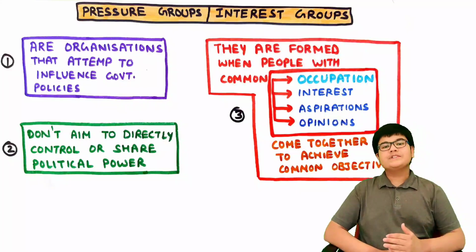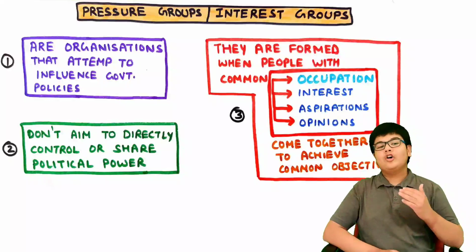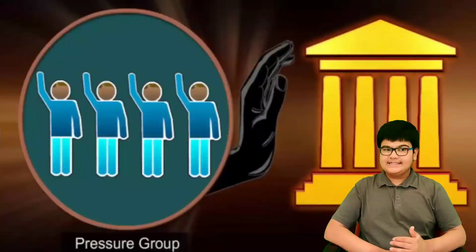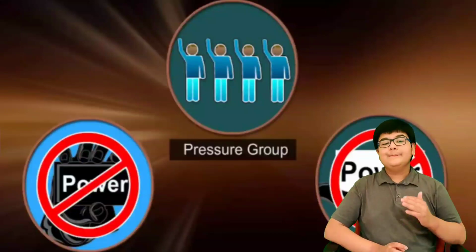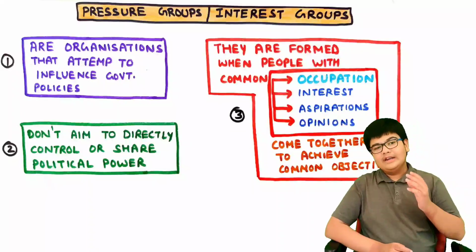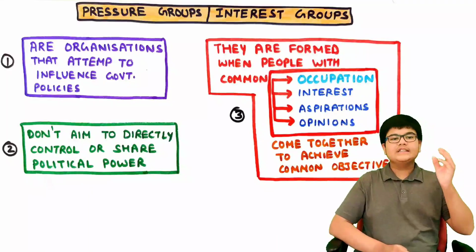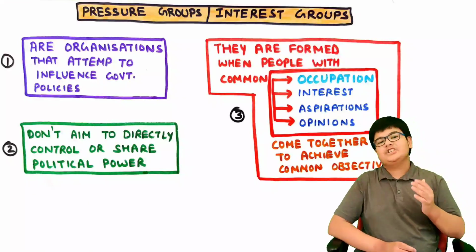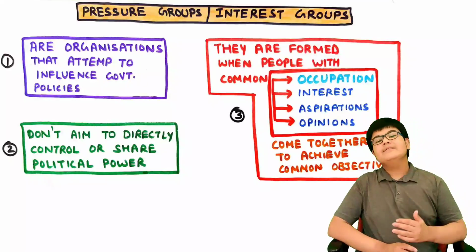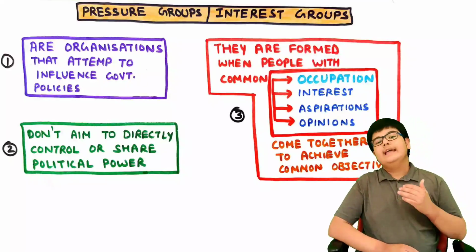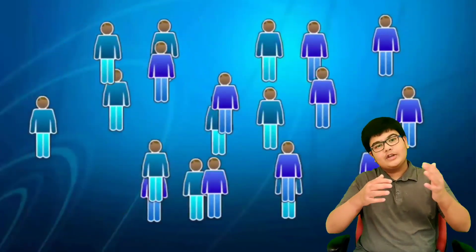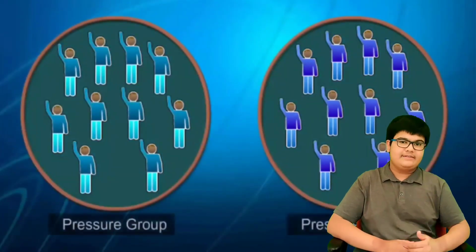Pressure groups or interest groups are organizations that attempt to influence government policies, but they don't aim to directly control or share political power. They only aim to influence the government policies by putting pressure on the government. They are formed when people with common occupation, interests, aspirations, or opinions come together to achieve a common objective.